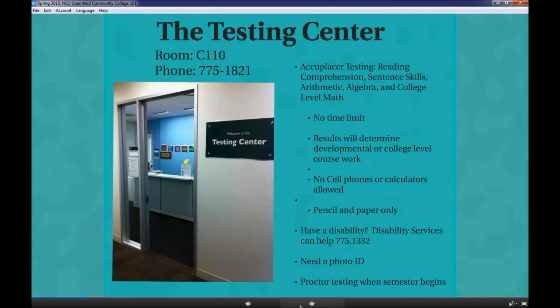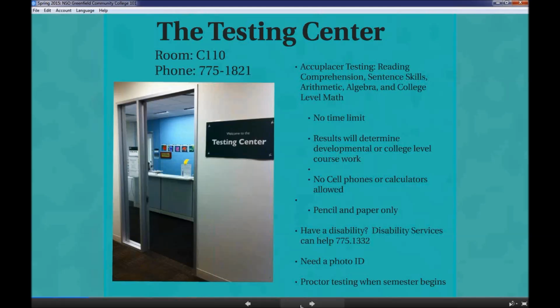The testing center is also located on the first floor in C110. Again, AccuPlacer is the most common reason that many of our students have used the testing center. And if you've taken your tests and you've gone through that experience, you'll realize that there's no time limit for the AccuPlacer. We use the results to help a student determine what's the best placement in terms of college or developmental level work.